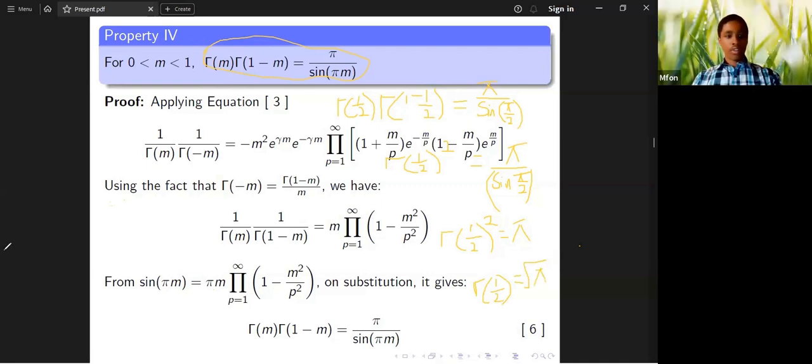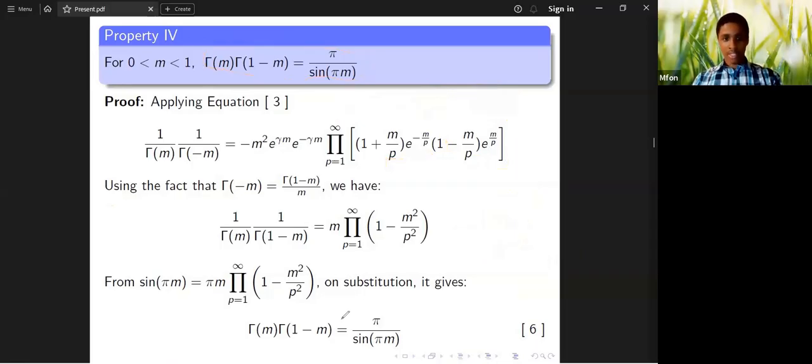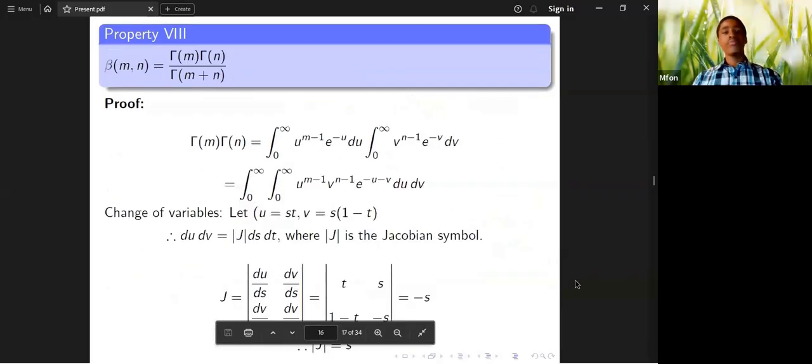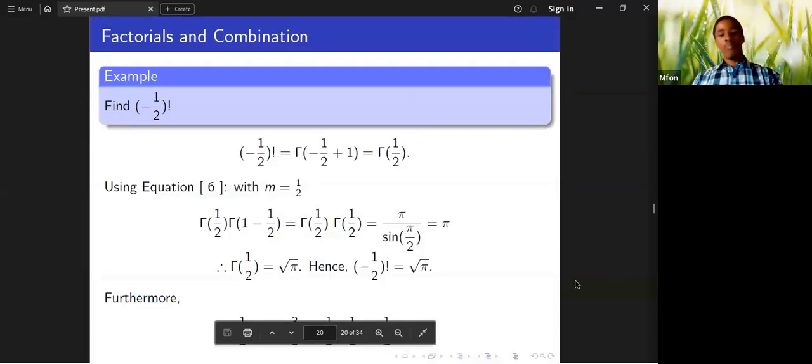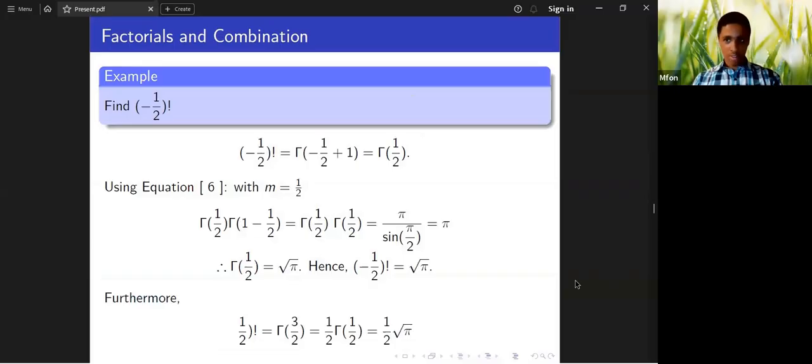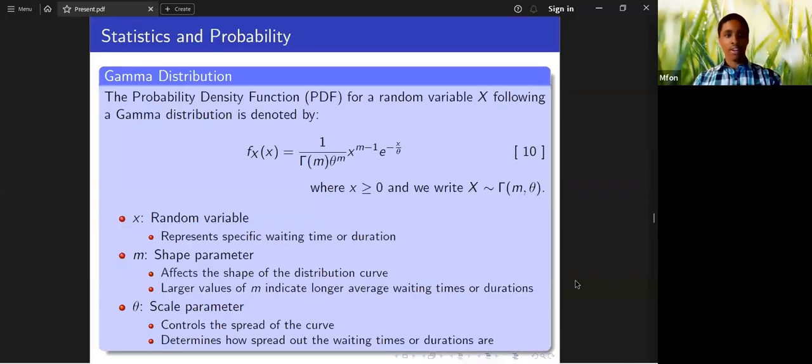Okay, you're welcome. So let's go to the next property. Sorry, my screen is holding on. So we've proven that gamma half, or -1/2 factorial, is equal to the square root of pi.